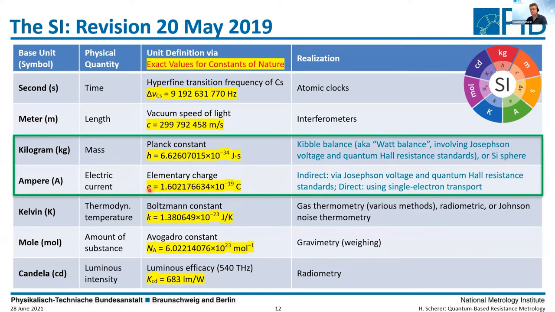And for the ampere, it is enough to define, in addition to h, the elementary charge, or the exact value for the elementary charge, which you see here. Also, this has no uncertainty. And this allows now to indirectly define the ampere via the Josephson voltage and quantum Hall resistance standards, or in a direct way by using single electron transport, which I will explain in a minute. But the main thing is that since 20th of May 2019, the whole SI system is based on these fixed values for the constants of nature.